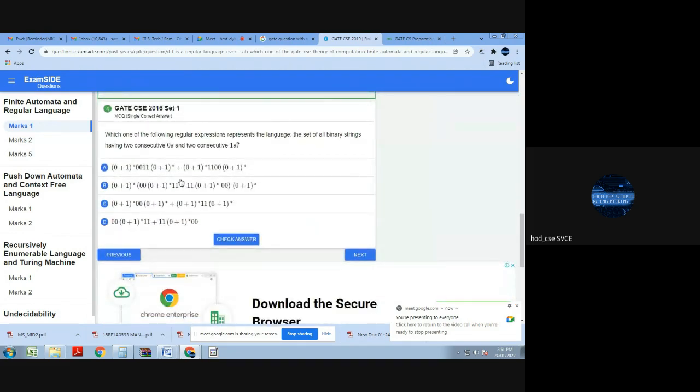So in the same manner, it's a regular expression question. Already we discussed it now. Set of all binary strings having two consecutive zeros and two consecutive ones. They should be two consecutive zeros and two consecutive ones. For that one, we need to write the regular expression by checking all the constraints. So you check that one.